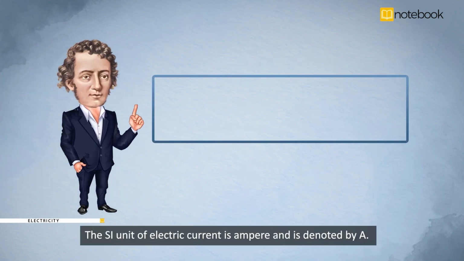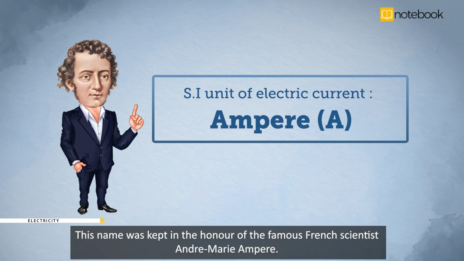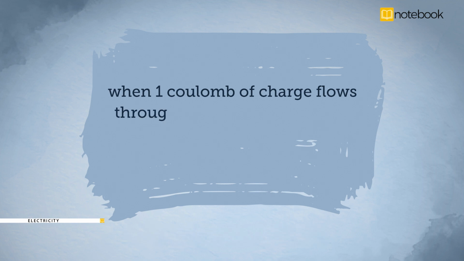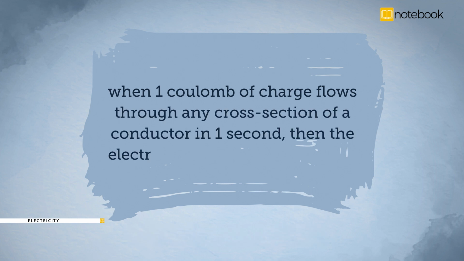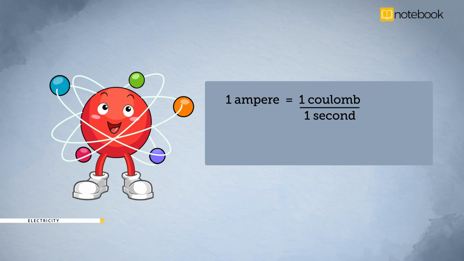The SI unit of electric current is ampere and is denoted by A. This name was kept in the honor of the famous French scientist Henri-Marie Ampere. To understand it better, we can say that when 1 coulomb of charge flows through any cross-section of a conductor in 1 second, then the electric current flowing through it is said to be 1 ampere. Therefore, 1 ampere is equal to 1 coulomb by 1 second, or 1A is equal to 1C by 1s.